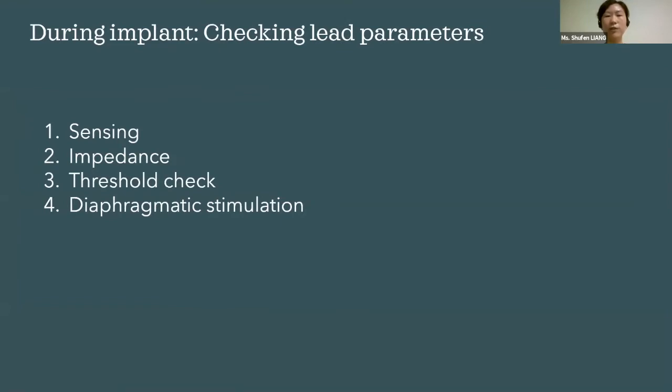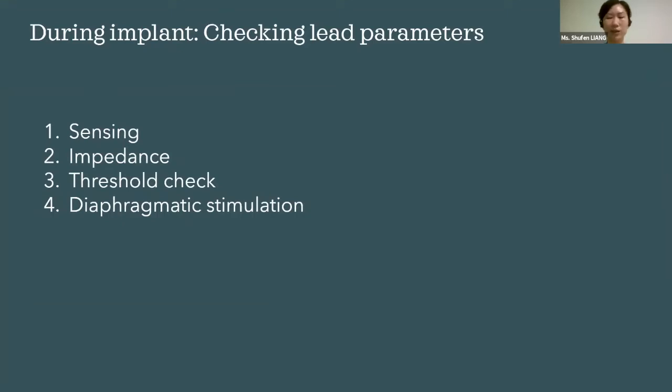Okay, so after the leads are deployed, we can do it very systematically. So we want to check the sensing to make sure that whatever the device is seeing is enough and is seeing what we are seeing. And then we want to check the impedance. So I would always think of this as an electrical circuit. The impedance should be within limits. It shouldn't be too high or too low. So the circuit should not be broken.